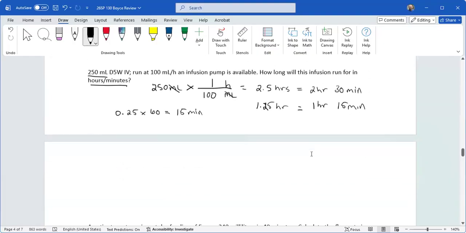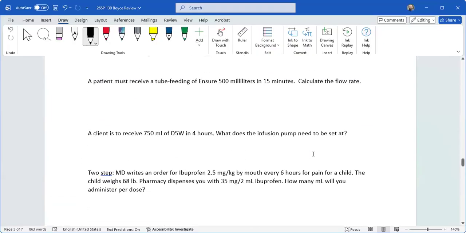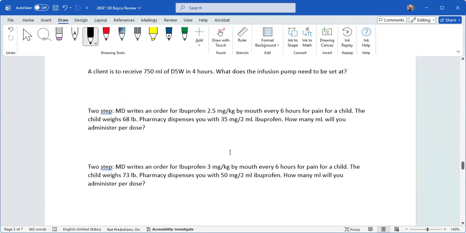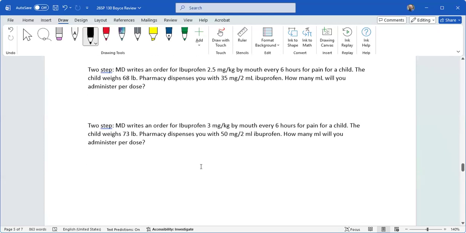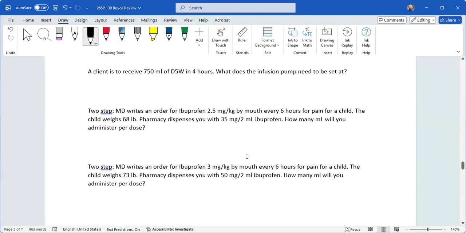Okay, the next thing I wanted to talk about was the two-step problem. So I have two examples. We'll go through one, and then I'll have you try out the other one, and then we'll go from there. You're going to see this a lot more next semester when you go into 230 and you're doing pediatric dosage calc.